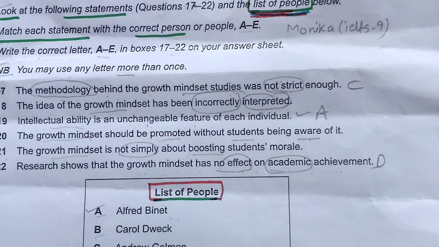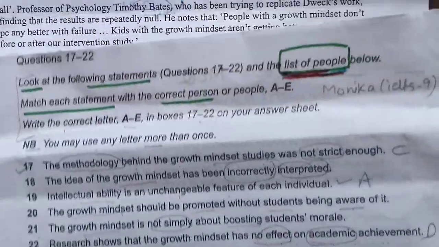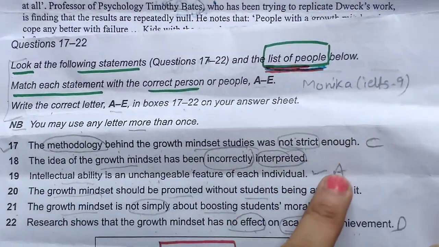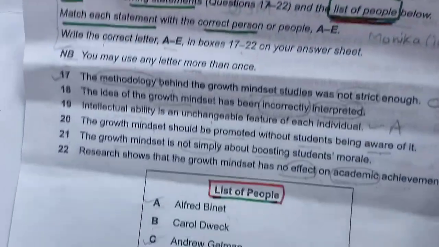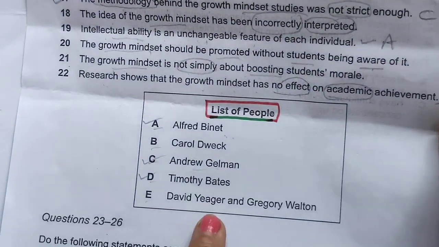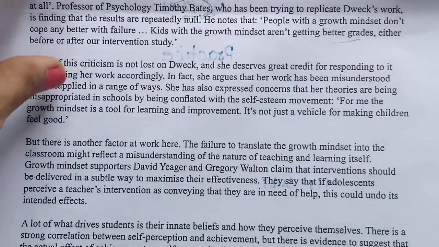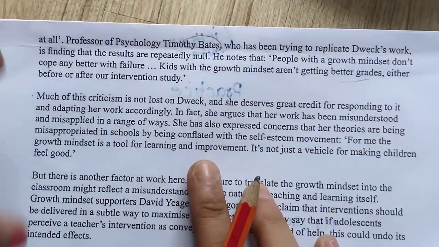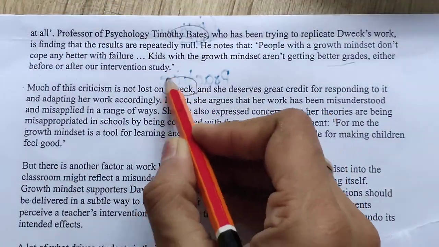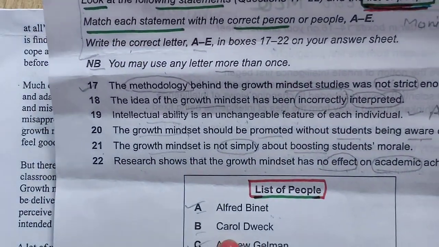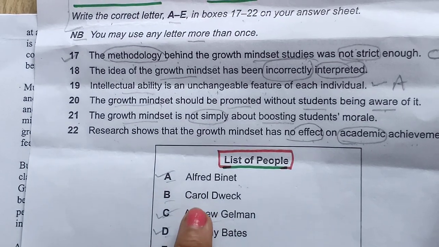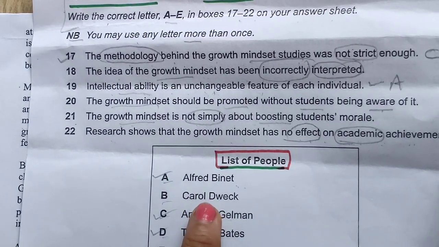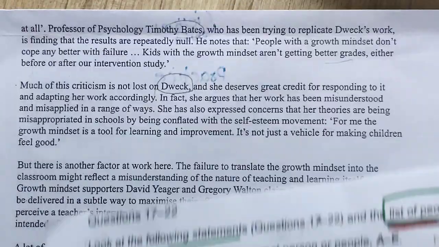So we have done this, and this. We have found 3 persons' names, and three we have selected. Now coming to the next person, David Yeager and Gregory Walton. In the next paragraph you can see Dweck again. Let's read it again, because we did not find this person's name on the previous page. On the previous page we found nothing, so let's read it from here about this person.